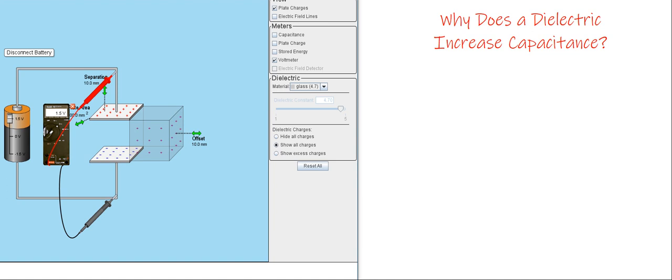Welcome to this video on why does a dielectric increase capacitance. In the last video we showed that a dielectric does increase capacitance, but now we're asking the question why.